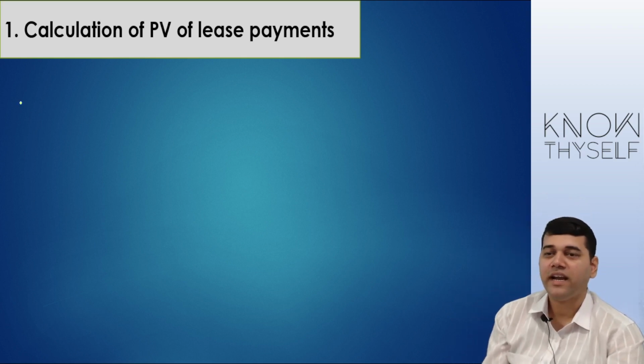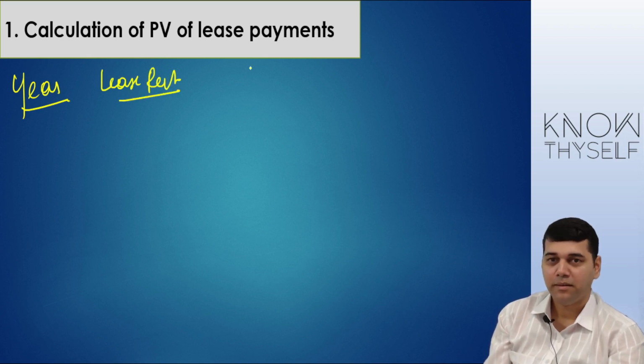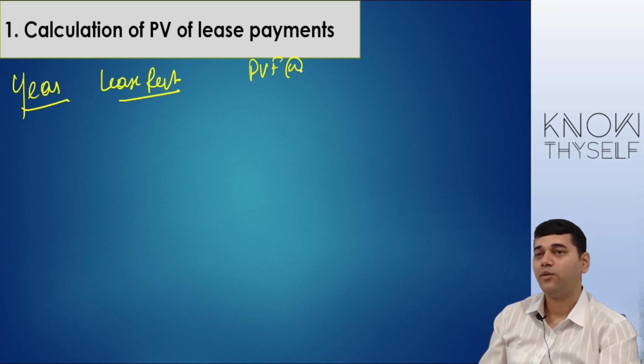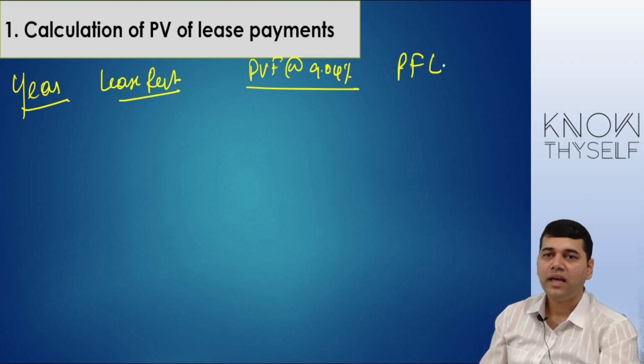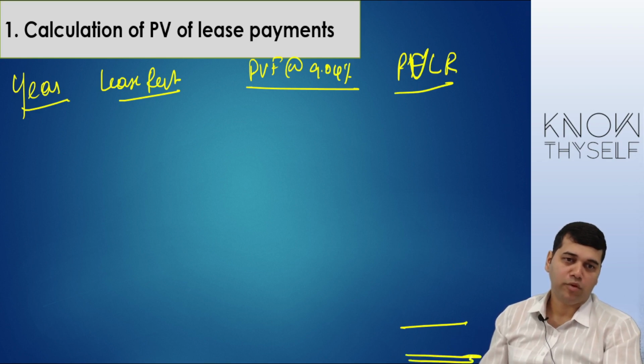Okay, I'll give you the headings. The headings are very simple: Year, then Lease rent, then Present value factor at 9.04%, and PVLR, present value of lease rent. Sir, can't we do something like the compound formula? How? Present value annuity factor. Think about how you can do it. You have to tell me one amount here.